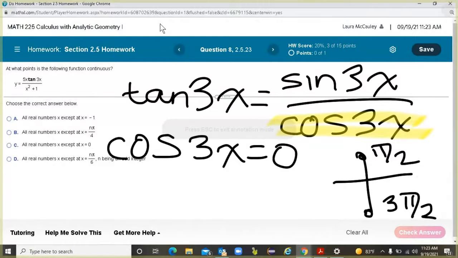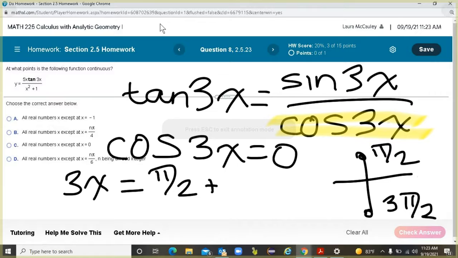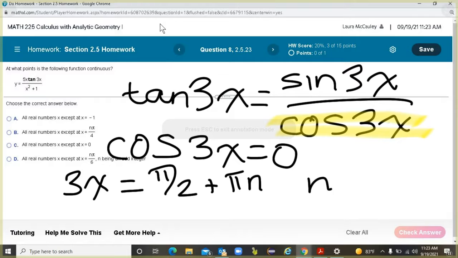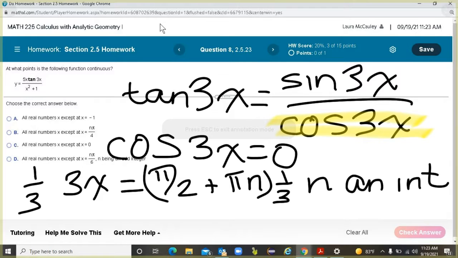So if 3x is equal to pi over 2 plus any multiple of pi, we're just going to call that pi n. So pi over 2 plus pi, bad, plus pi, bad, plus pi, bad, or minus. This is for n being any integer whatsoever. This is where it's going to be equal to 0. So now we do need to get rid of this 3. So I'm just going to multiply both sides by 1/3 and see what happens.